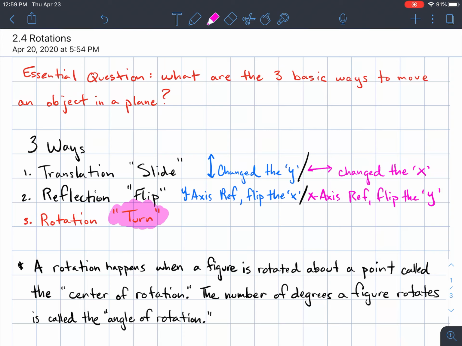Okay, turn. So we're going to be making turns for various shapes in this set of notes. A rotation happens when a figure is rotated about a point, and that point is called the center of rotation. The number of degrees a figure rotates is called the angle of rotation. So you have a center of rotation, which could be the actual origin of a coordinate plane or a point that is on the actual shape itself. And the angle of rotation is how many degrees you're going to rotate that shape. And we'll get into that a little bit later.